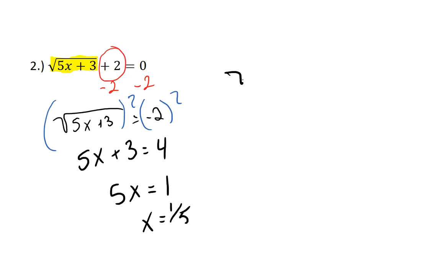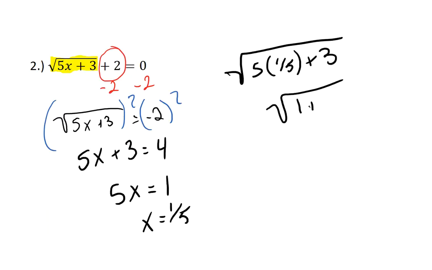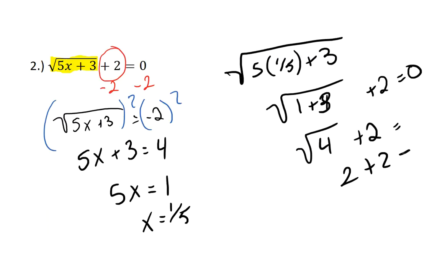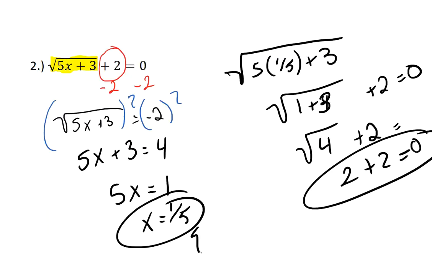Now, I'm going to test this out. I get 5 times 1/5 plus 3, which is the square root of 1 plus 3, sorry, that should be a 3, so square root of 4, and I'm going to add 2. You get 2 plus 2, but that doesn't equal 0. So this is called an extraneous solution.